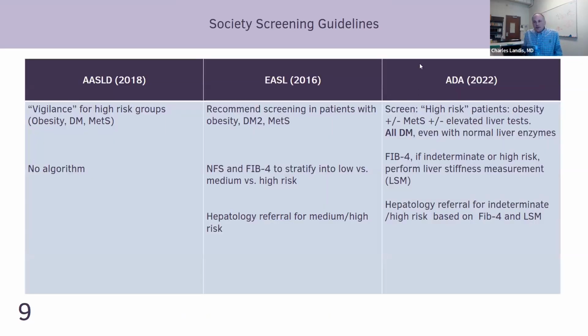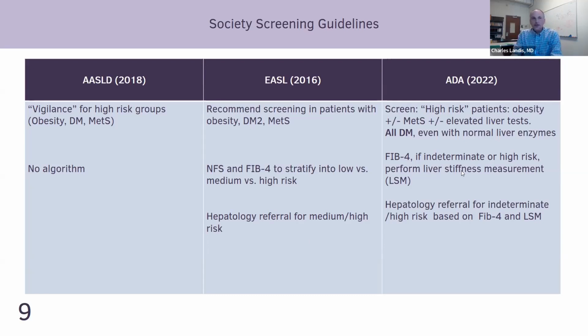What are our screening guidelines? I haven't been very specific until recently on who we should screen. The American Association for the Study of Liver Disease really had no algorithm or really specific recommendations for screening, at least in their last guideline, which was in 2018, only to say you should have vigilance in high-risk groups, those with obesity, diabetes, or metabolic syndrome. The European guidelines were maybe a little bit better. They actually did recommend screening in these high-risk groups. And they also recommended using some laboratory-based scoring systems to help stratify whether or not patients were at low risk or high risk. I'll talk more about that. And then, of course, referral to hepatology for those in the medium to high risk range.